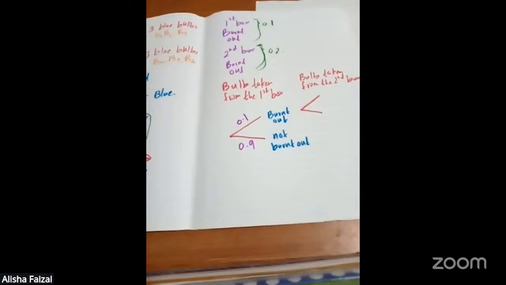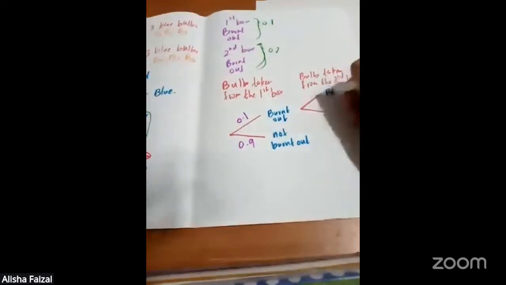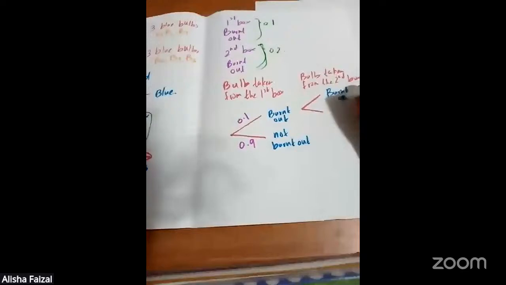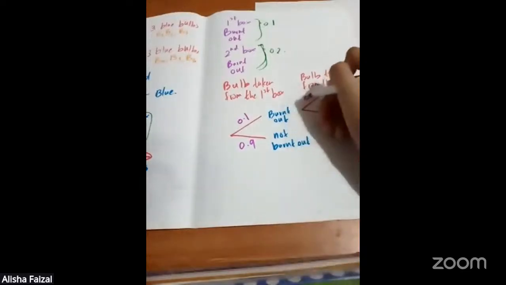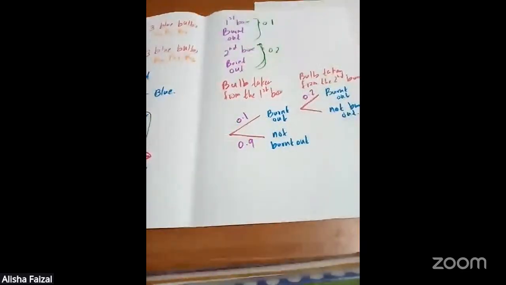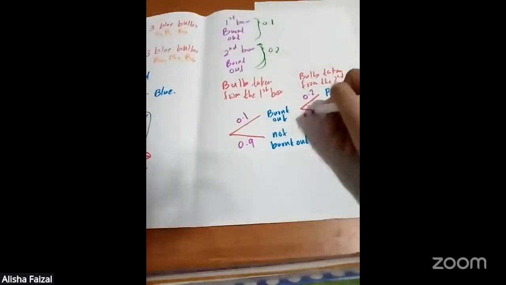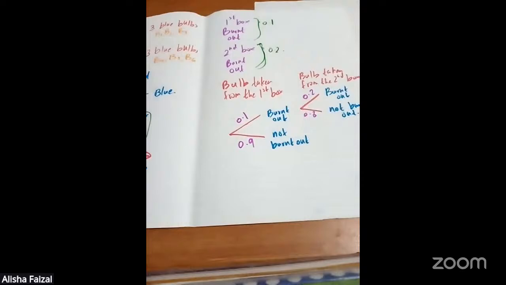So a bulb taken from the second box can also be burnt out and not burnt out. What is the probability of a burnt out bulb from the second box? They're given in the question: 0.2. Then what's the answer here? 0.8. Is this clear?